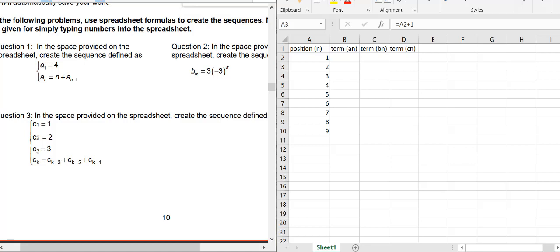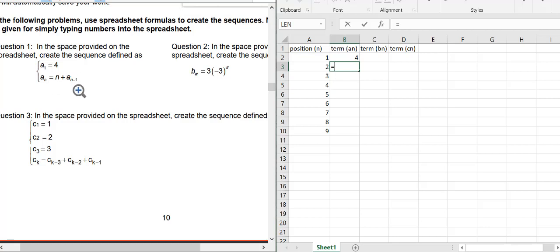So first thing is recognition. Is question 1 recursive or explicit? Recursive, good. And so we know the first term is going to be who? 4. And the second term and all terms after are going to be equals what?